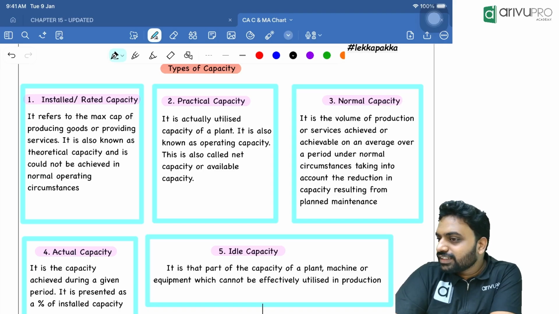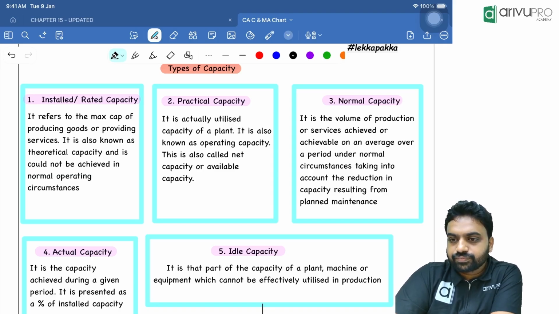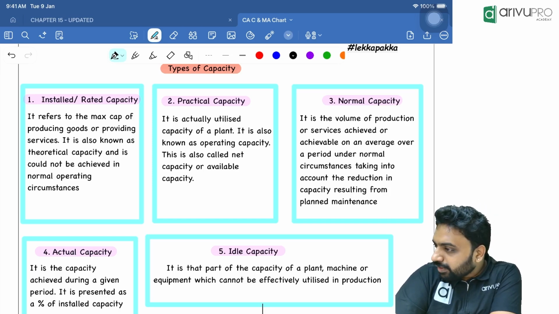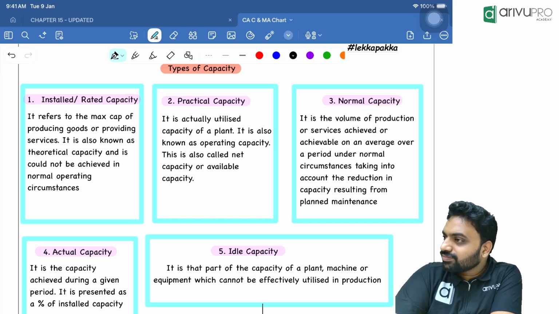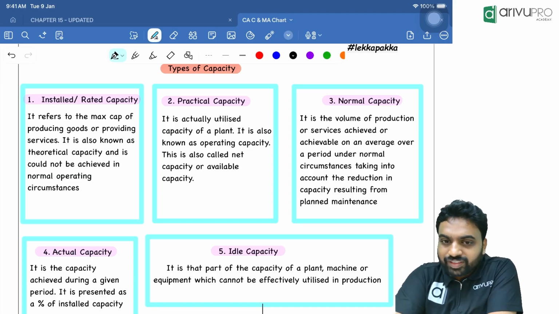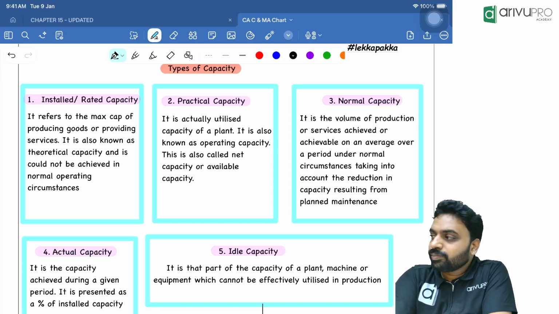So 20 into 365? 7,300. That is your installed capacity. But do you think practically you can run for 20 hours? Do you think you can run for 365 days? Holidays will come, etc. No. So if you reduce planned holidays, planned setup, etc. from that, what you get is called practical capacity.